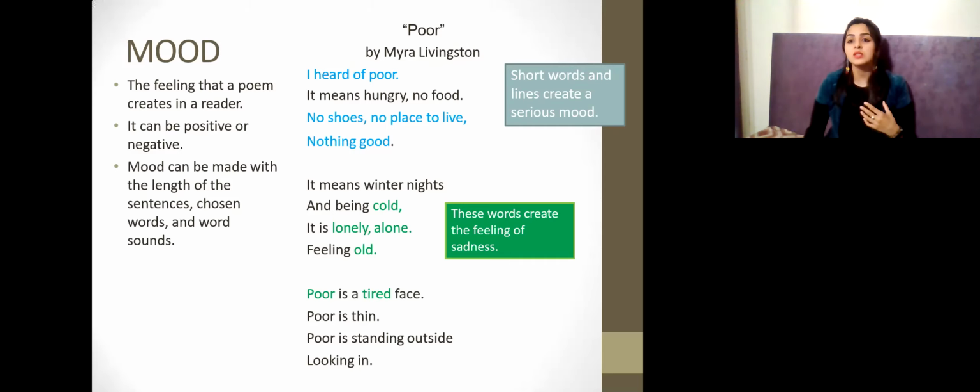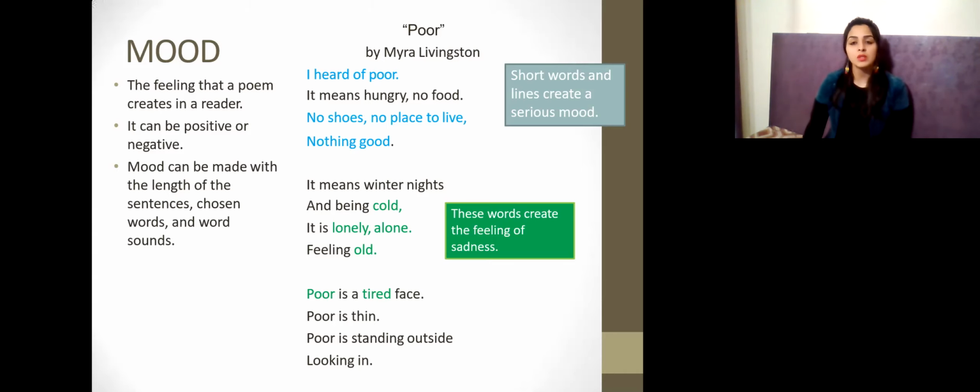That is, you can see William Shakespeare's sonnet. It's a sad mood shown in it, or even The World Is Too Much with Us, where William Wordsworth is talking about how people are more connected to materialistic things and not to nature. So that is also a very sad, that is negative mood. So it actually brings out the mood of the poetry. Mood can be made with the length of the sentences, chosen words, and word sounds. So mood can be created with all these things.